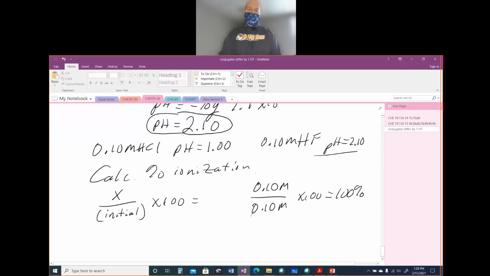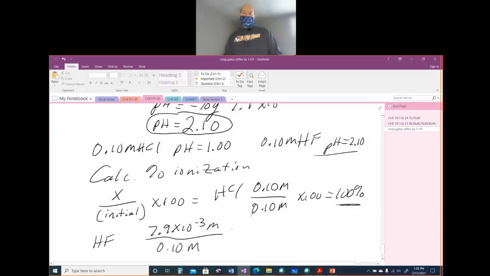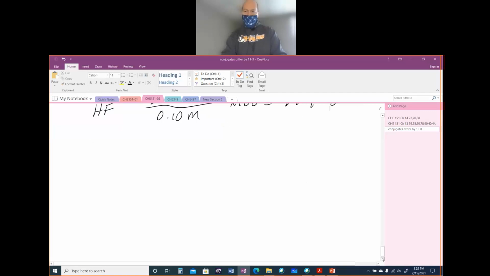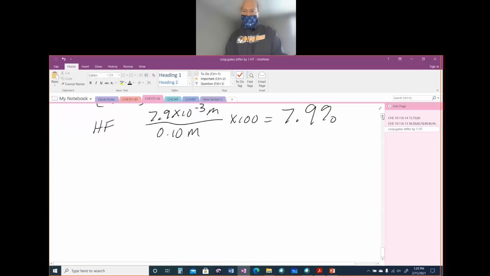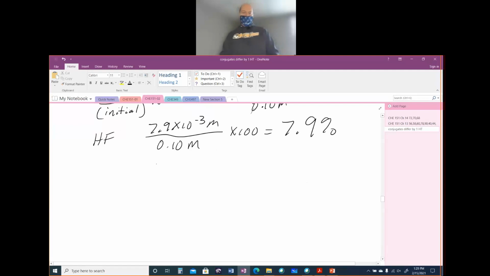All right, so if it's not a strong acid, it will not be 100%. It will be less than 100% ionized. So if we do our HF, the x value, 7.9 times 10 to the minus 3 over your initial concentration, 0.10, times 100, you get 7.9%. So the percent ionization for HF is 7.9%.